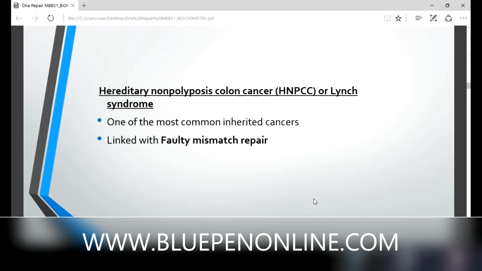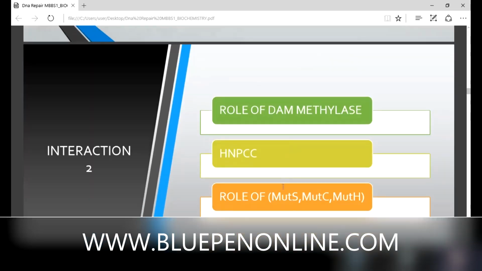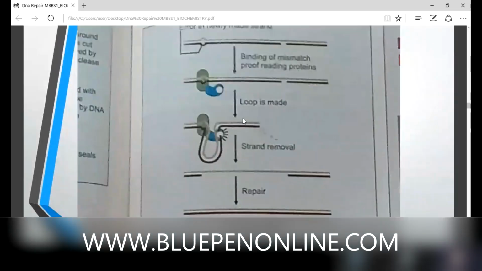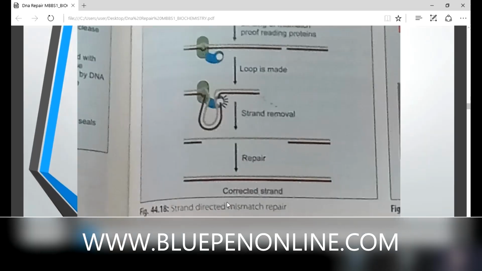Then next, we can see the diagram here. This is the parent strand and daughter strand. So what happens here? A loop is formed from an error in the newly made strand, with binding of mismatch proofreading proteins, green, blue, white. 3 proteins bind and one loop is made. From the diagram it is clear. The loop is made, then this strand is removed. You can see the strand is removed and the corrected strand occurs.